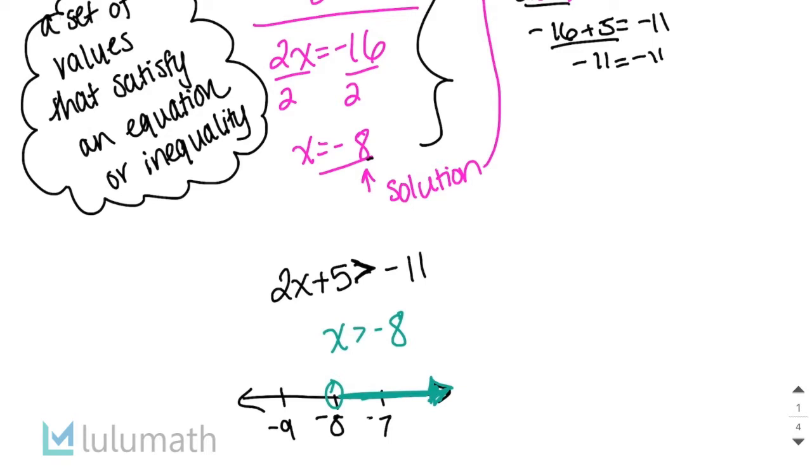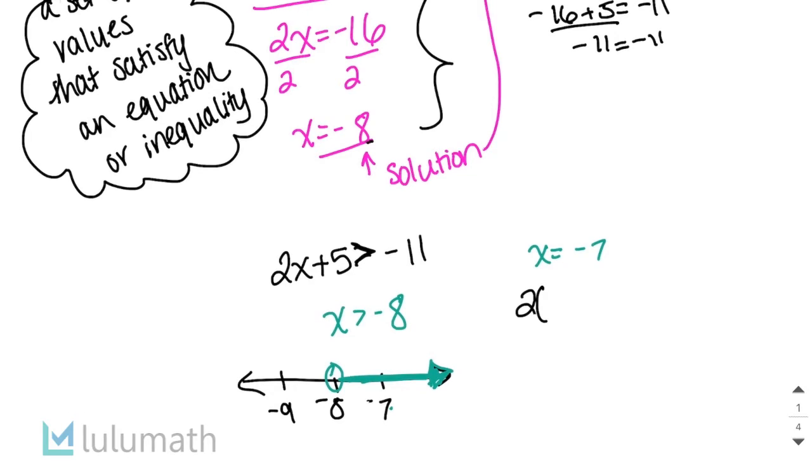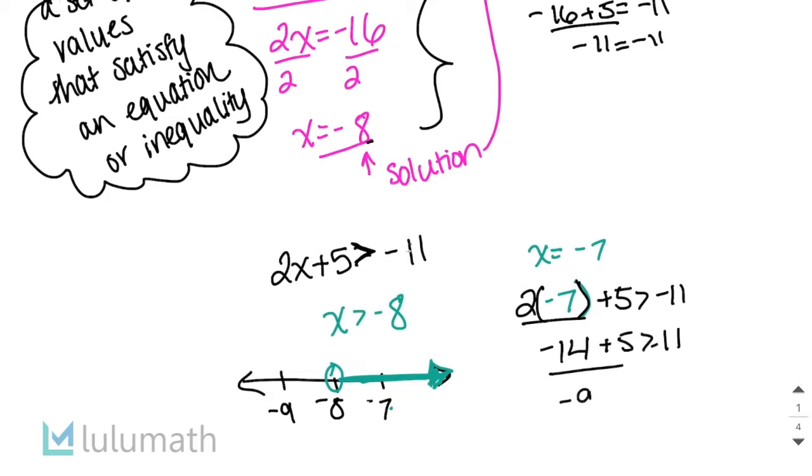So an example of a solution could be when x equals -7. Well, -7 is bigger than -8. So right here, I could say 2 times -7 plus 5 is greater than -11. Well, 2 times -7 is -14, and -14 plus 5 is -9. Well, -9 is greater than -11. So that means x equals -7 is a solution to this inequality that we have right here.